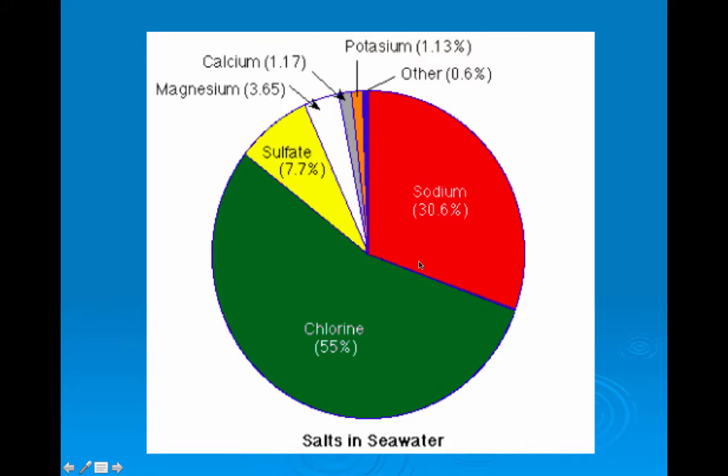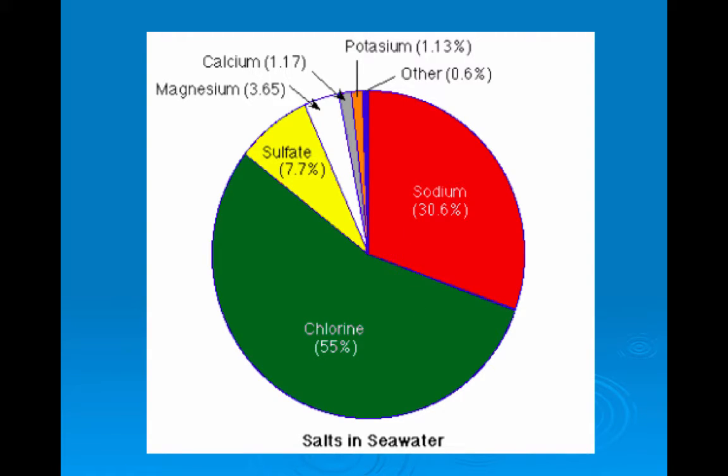All right. Identify the elements that are in ocean water. Most of the ocean's elements are going to be the sodium ions and the chloride ions. It is not sodium and chlorine. Those are both toxic substances. They are the ion forms of those. And this 30.6 and this 55%, that's not referring to the ocean. That's referring to the amount of minerals in the ocean.